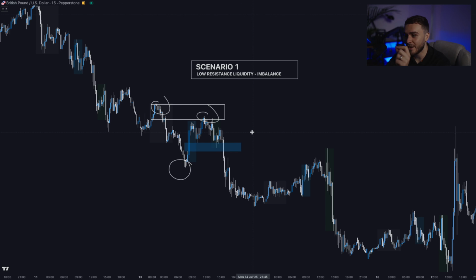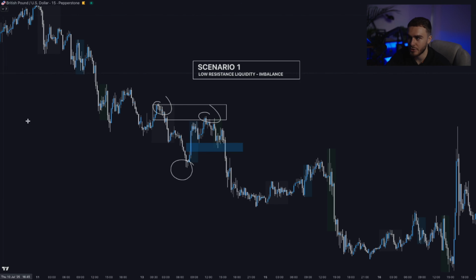All you simply have to do is wait for the pullback, position yourself into some sort of entry, and then aim for at least this imbalance over here. Now again, you can aim for the lows, continuing on with these breaker structures, but you know for sure your first take profit can be at this area over here. And this just repeats over and over and over again.